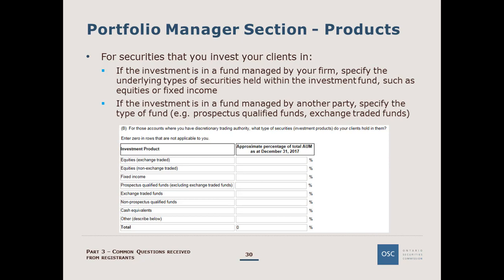Question P1 also asks you to provide the approximate percentage of your total assets under management for each investment product as applicable. For investment funds managed by your firm, specify the underlying type of securities held within the investment fund, such as equities or fixed income. For investment funds managed by another party, specify the type of fund, such as prospectus qualified funds, exchange traded funds.